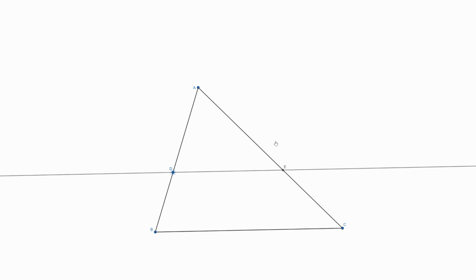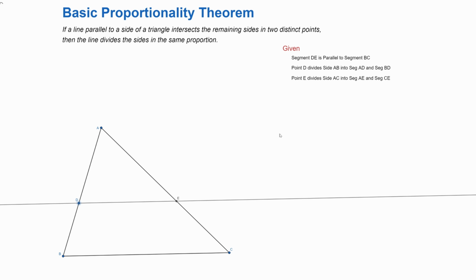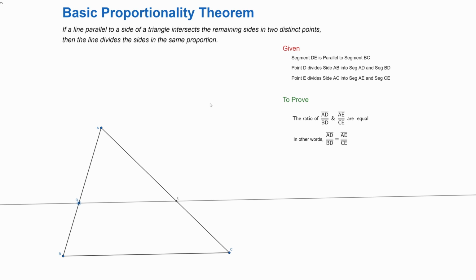Now I will write down what is given in the theorem. What is given? Segment DE is parallel to segment BC, and then of course point D divides AB and point E divides AC. Now the next thing is, what is the outcome. So this is the result of this theorem. The ratio of AD upon BD and the ratio of AE upon CE, they both will be same. So in other words, AD upon BD is equal to AE upon CE.